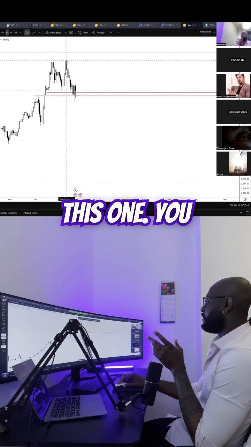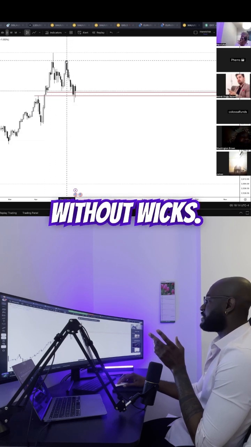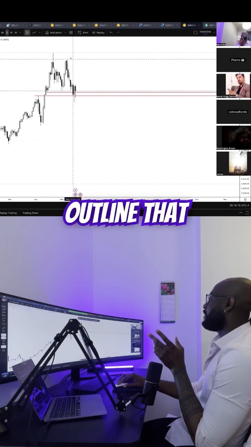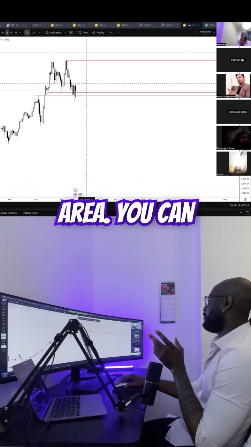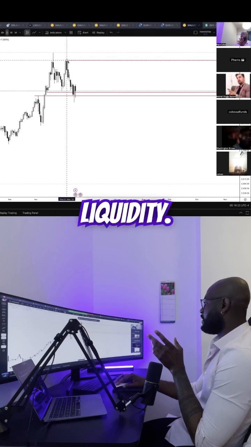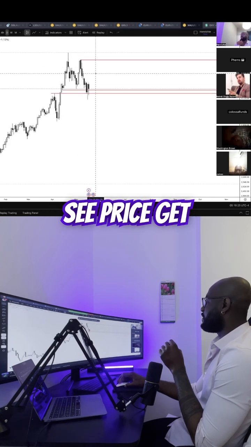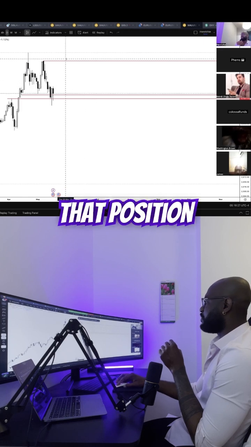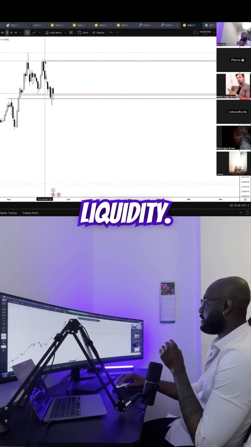Another example is this one. You can see this one right here, candle without wicks. You can literally outline that area. You can literally outline this area. This candle without wicks is liquidity. Don't be surprised to see price get drawn into that position to wipe out that liquidity.